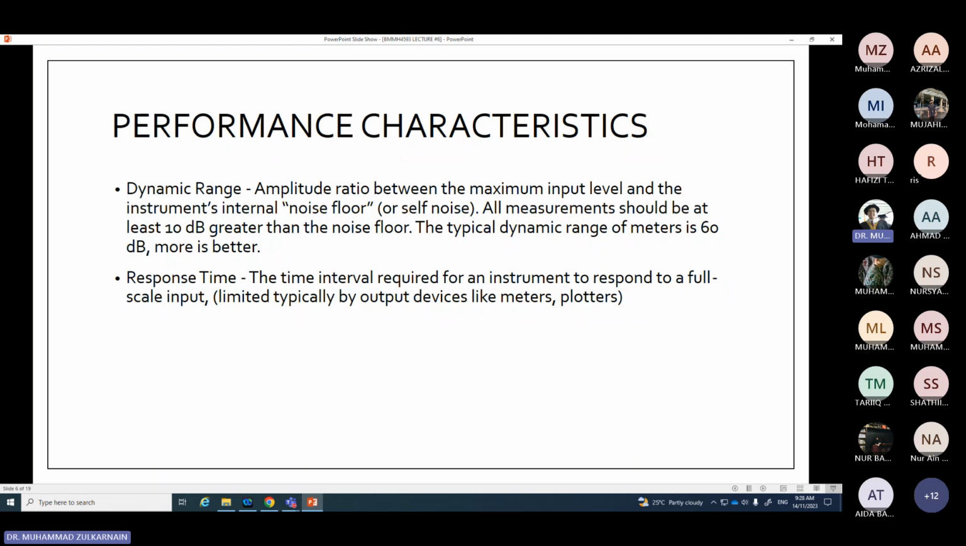If the transmission needs more time, maybe the source is considered very low noise. That is the response time.